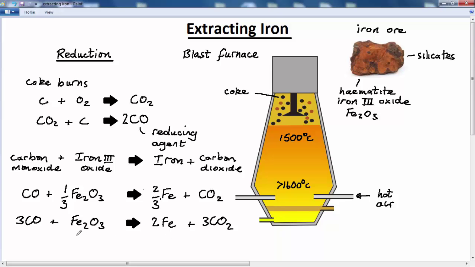Okay, so we've extracted iron from its oxide. The temperature down here is above 1600 degrees Celsius, so iron, which has a melting point of 1538 degrees Celsius, will be in its liquid state here, and we are able to tap the iron off. So the iron will come out in its liquid state.